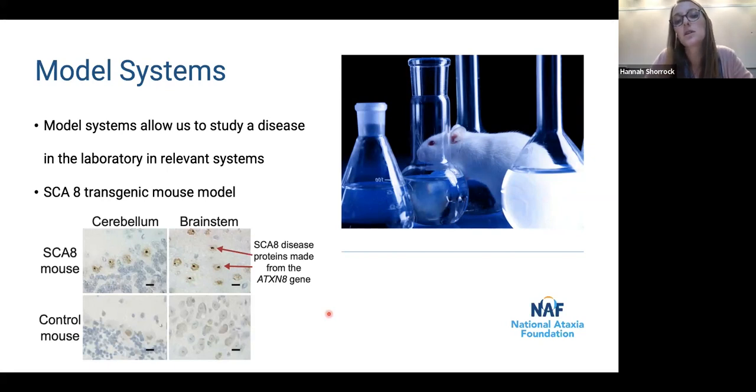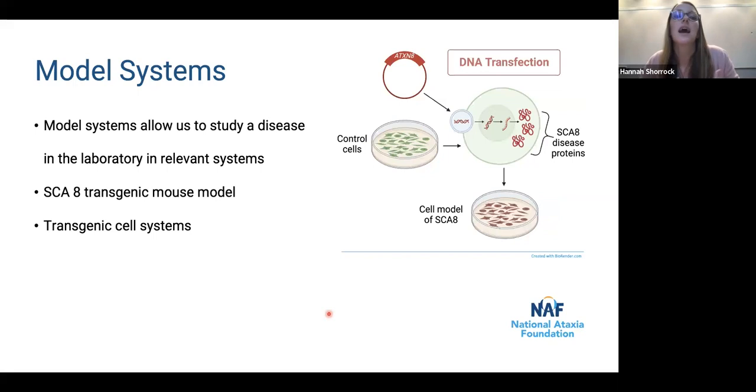And so one of the other ways that we can study these proteins is using transgenic cell systems. So what we can do with very easy to grow cells in the labs that are a very standard, simple to use system that are really readily available. We can grow these normal cells in the lab, and then we can do something called a DNA transfection. And so this can introduce a bit of DNA that we're interested in studying the effects of. So in this case, we're going to transfect this cell with the ataxin-8 repeat expansion. And so through this DNA transfection, we get this ataxin-8 DNA into the cell, and that produces the ataxin-8 expansion RNA. And that leads to the production of these SCA8 disease proteins here.